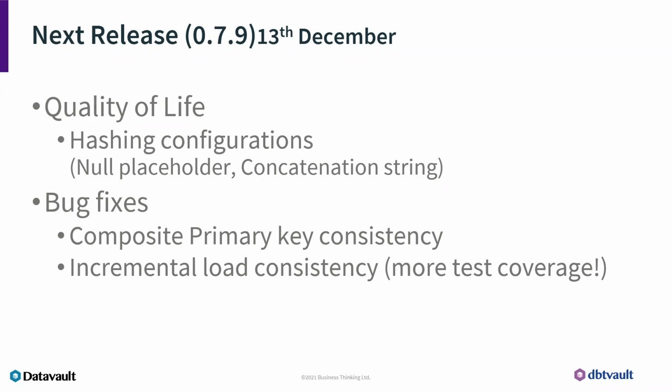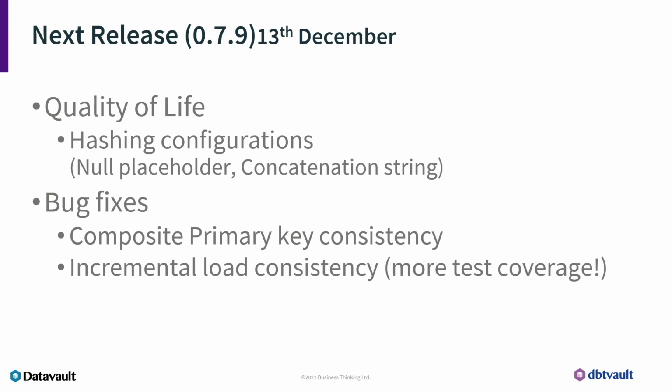So along with that, bug fixes, we're looking to improve how composite primary keys work. They are allowed, and they can be provided in dbtvault, but they don't work as consistently as we'd like. And we've done a number of across the board fixes in there to make them act more consistently. And we've also improved some of the documentation around those as well, and how and when to do that kind of stuff. And also incremental load.